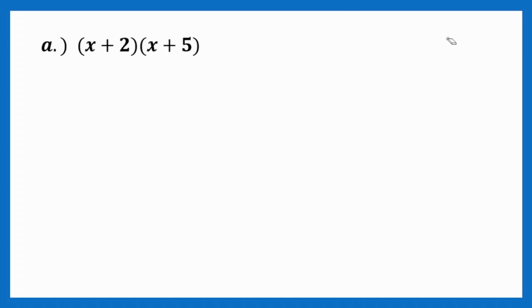Alright? So sige. So let's have x plus 2. Let me copy it first. X plus 2, x plus 5. So binomial by binomial, again, dun lang ginagamit si FOIL method. Alright. So let's have the FOIL method first.